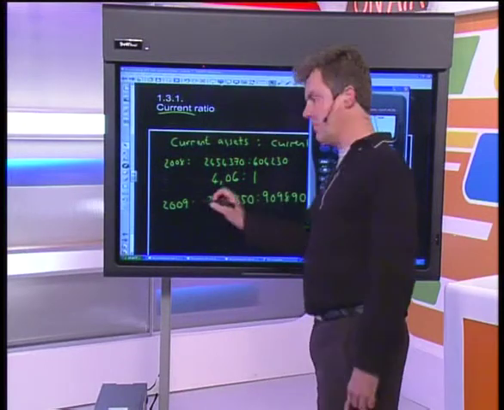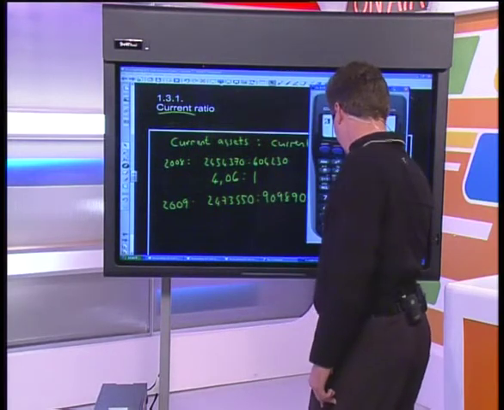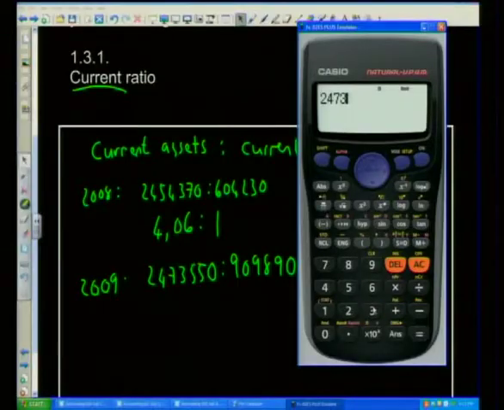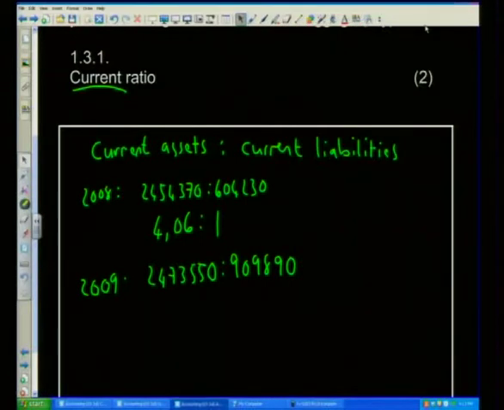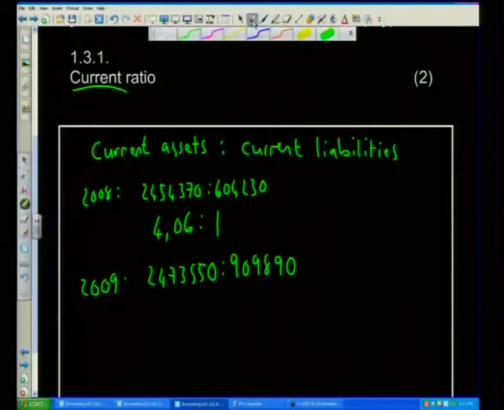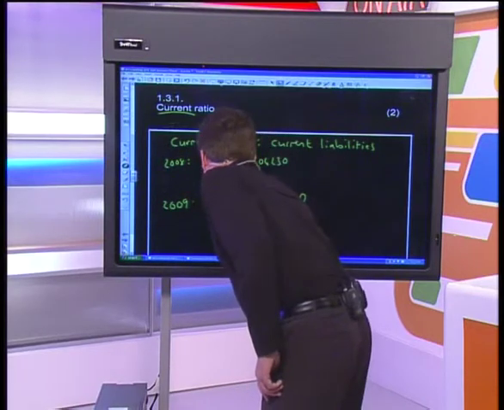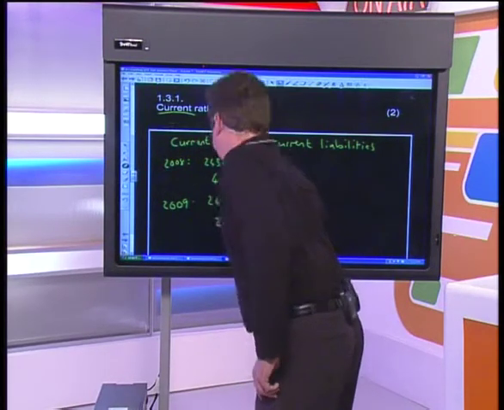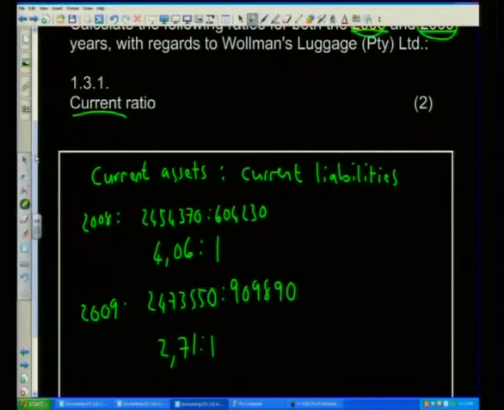Before the calculator froze, I was just calculating the 2009 current ratio. So I'm just going to show you how to do that again. We'll take the 2473550 and we'll divide it by the right-hand side, which was the 909890. And the answer came to 2,7 to 1. Usually, these should be rounded off to 1 decimal place, but you should just read the question very carefully and make sure that you don't make a mistake and round it off to 2 decimal places when it should be 3. Okay, so the answer was 2,71 to 1. So we can see from this current ratio that the current ratio has changed from 2008 to 2009.